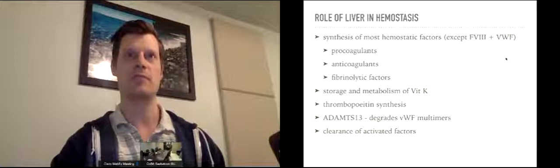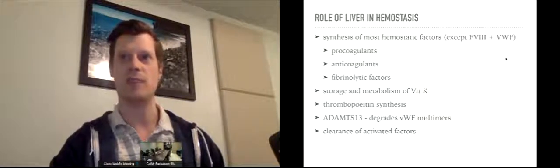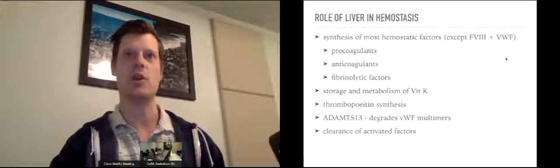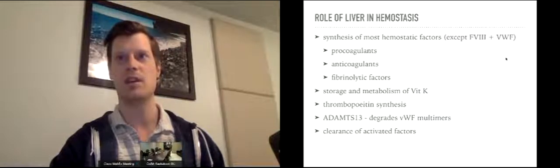So a little bit of background in physiology, the role of the liver in hemostasis. The liver is responsible for most of the body's hemostatic factors, aside from factor VIII and von Willebrand factor, which are produced in endothelial tissues. It is also responsible for the storage and metabolism of vitamin K, production of thrombopoietin to drive platelet production, ADAMTS13, which is a protein responsible for breaking down von Willebrand factor multimers, and finally, the liver handles most of the body's clearance of activated factors.